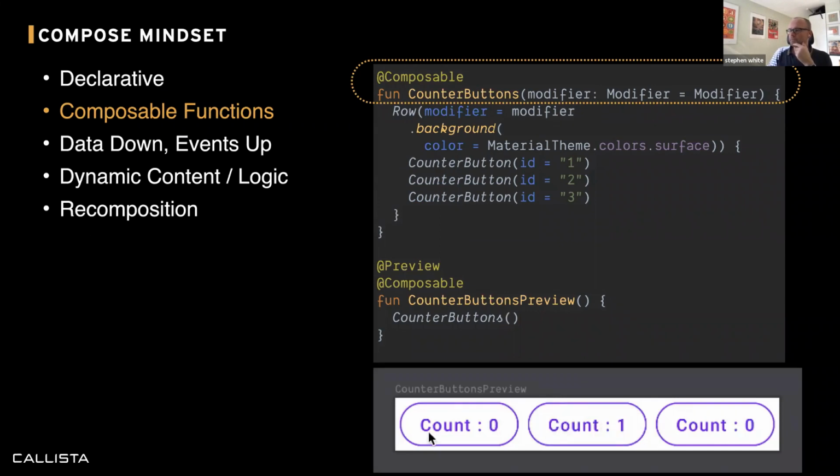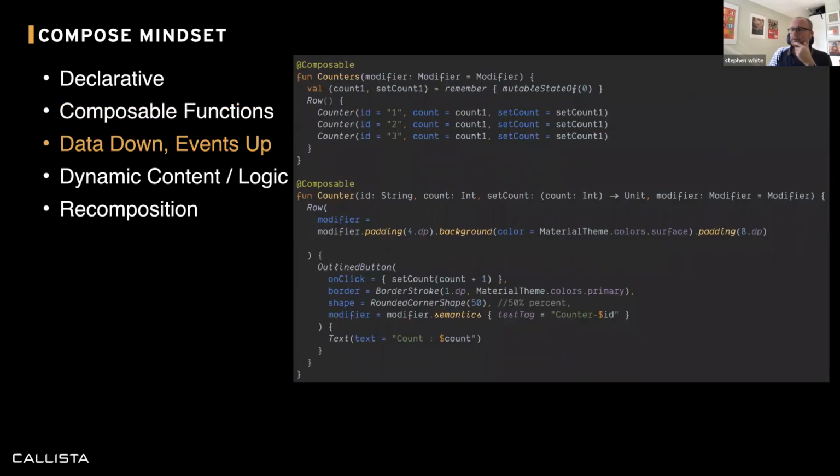And then we have, so you can see that we've got a bunch of counter buttons here, and they all have individual state. But then also we can move that state up into another composable. So in the React world, this would be known as like a container pattern that we would use. So the container would contain state, which we pass down into its child components, or in this case, composables.